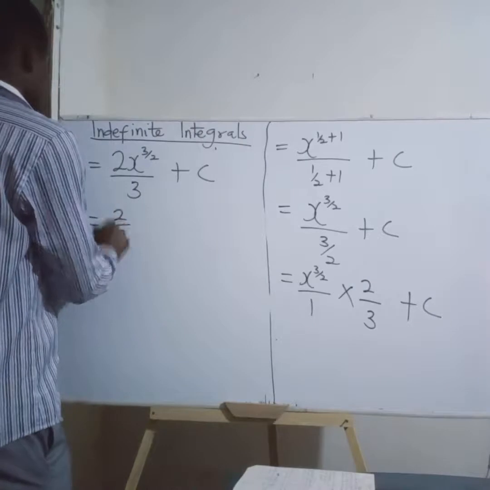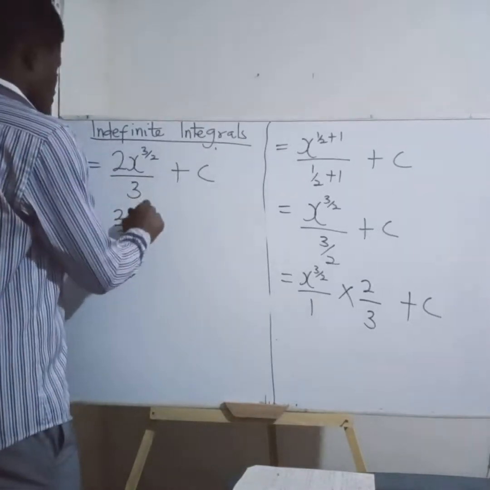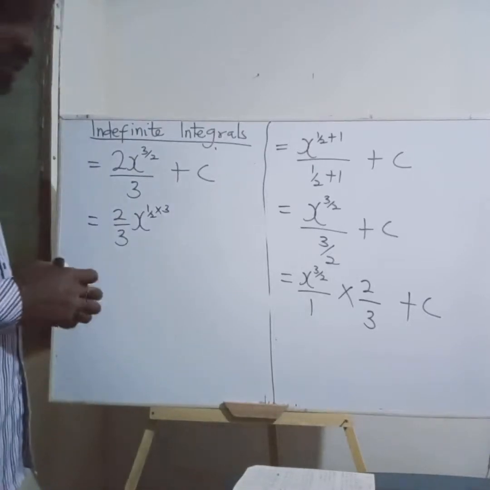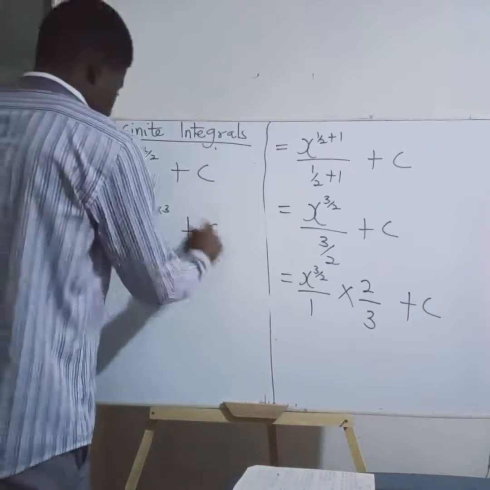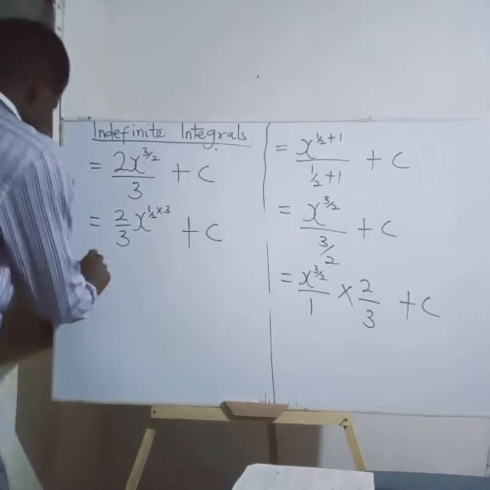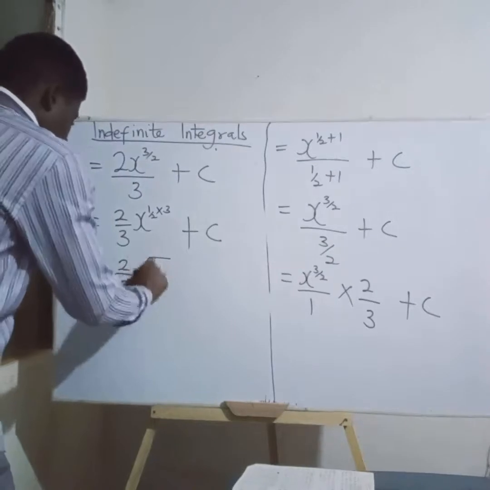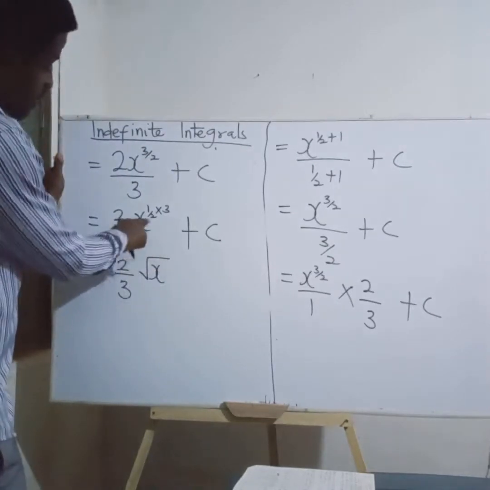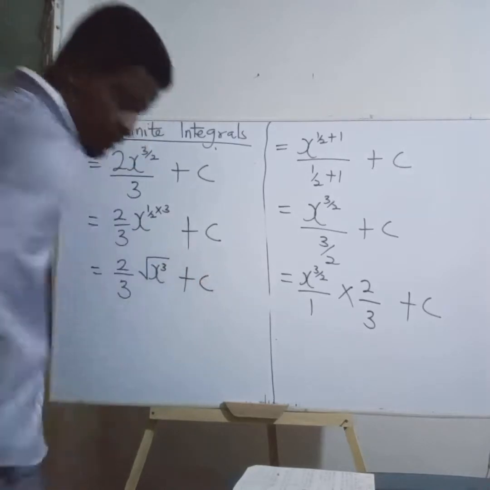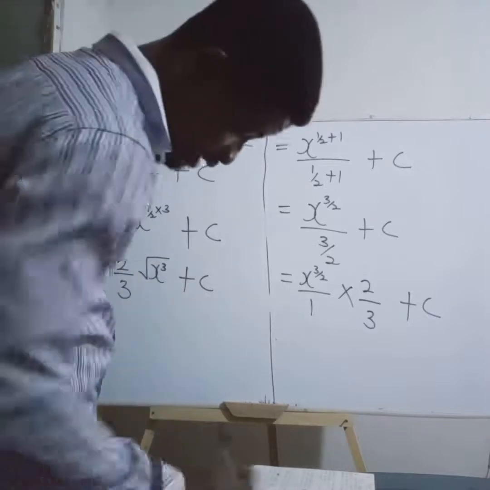Now let's do simple algebra here. I'll have 2 over 3. x to the power 3 over 2 can be written as x to the power half, all to the power 3. Do you agree? Of course, you should agree with me. Now, x to the power half is the same as square root. So we have 2 over 3 square root of x, to the power 3, plus c. And this should be our final answer.